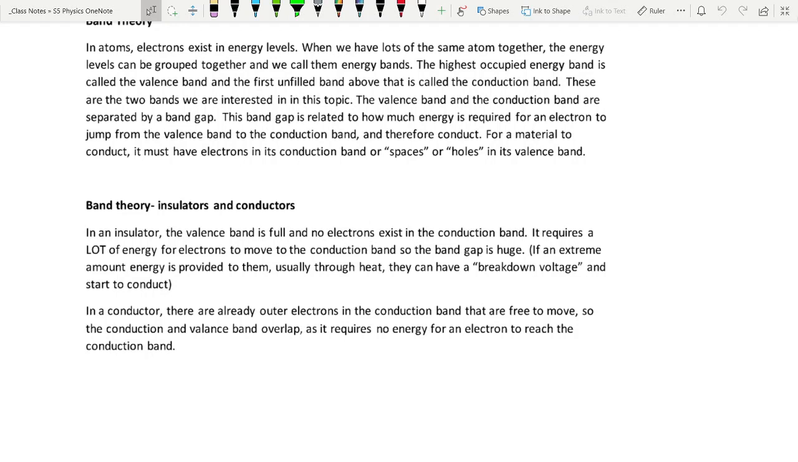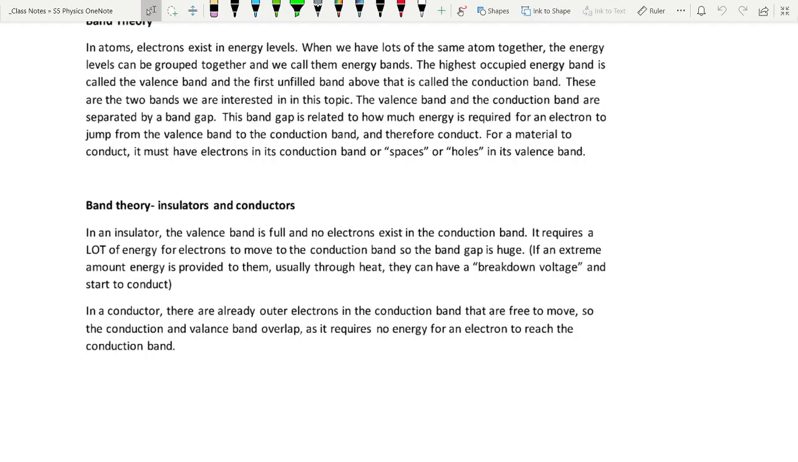So this band gap is related to how much energy is required for an electron to jump from the valence band to the conduction band and therefore conduct. For a material to conduct, it must have electrons in its conduction band or spaces, or holes, in its valence band. So electrons in the conduction band, easy enough, they can move around. There's space for them to move. The valence band, if you have a full valence band, then there's no movement at all.